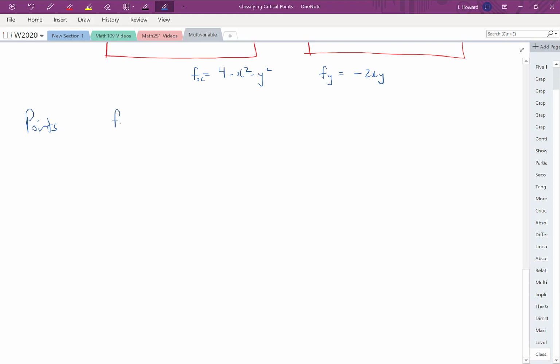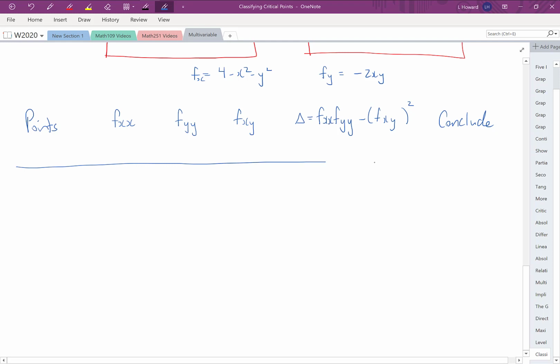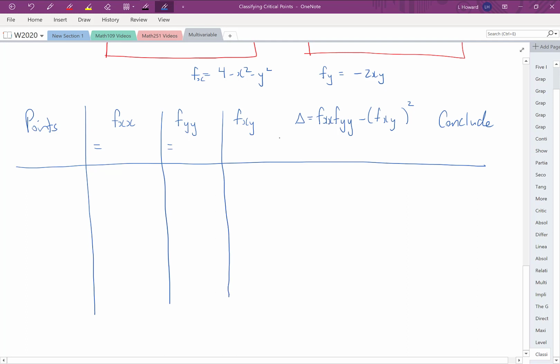And we need to calculate that delta quantity. So along the way towards doing that, we're going to calculate f sub xx. We're going to calculate f sub yy. We're going to calculate f sub xy. And then from there, we can calculate delta, which is f sub xx times f sub yy, minus the square of f sub xy. And then once we've got that, then we can draw a conclusion. So we're just going to do this little table here for each of our 4 different points. And I'm just going to leave some room in here because we're actually going to be calculating these second order partial derivatives up at the top.